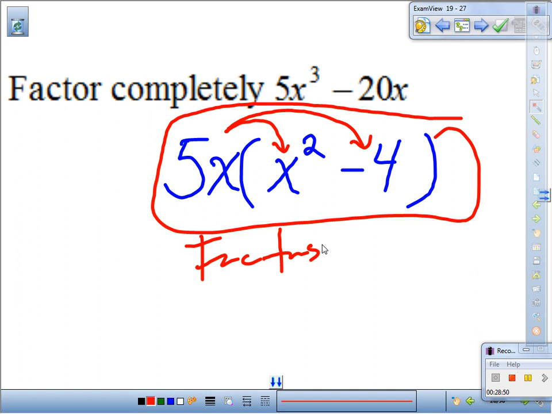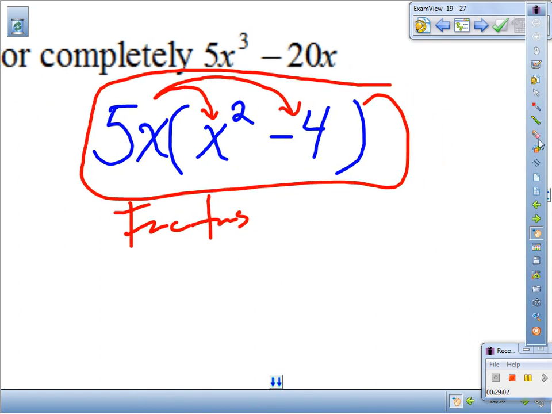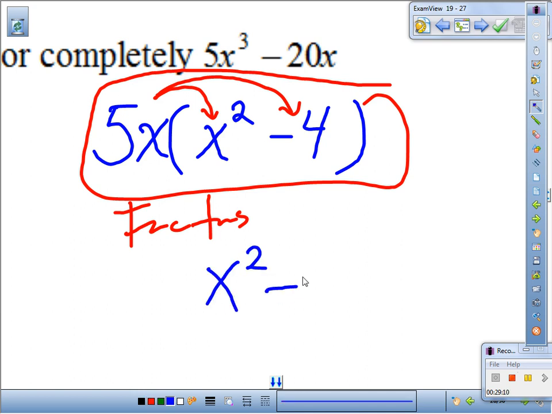Okay. Is there any GCF left? No. Oh, yes. Look up. Look at this inside. Can we factor this inside one more step? Look at it. Don't say it out loud. Let me write it here. Yes, you can. That's called a difference of squares.